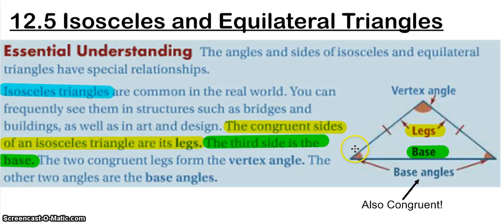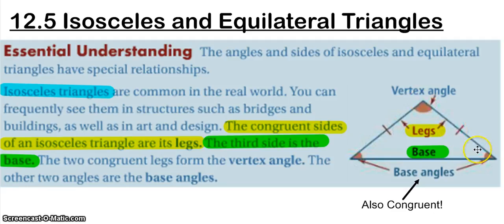Hopefully you remember that an isosceles triangle means that it has two sides that are congruent. Euclid would say exactly two sides, but kind of our new definition is at least two sides. And then the third side is called the base, and that side is not necessarily congruent to the other two. If this third side is congruent to my other two legs, then it turns into an equilateral triangle.